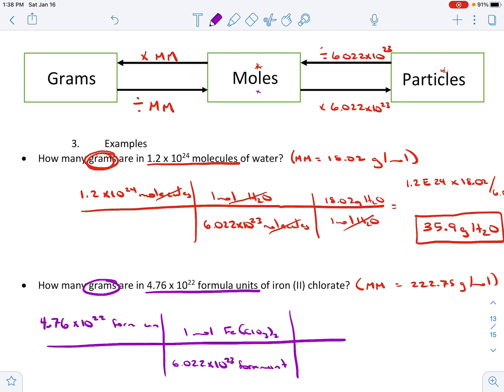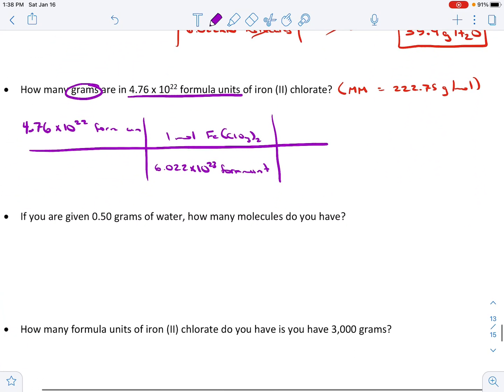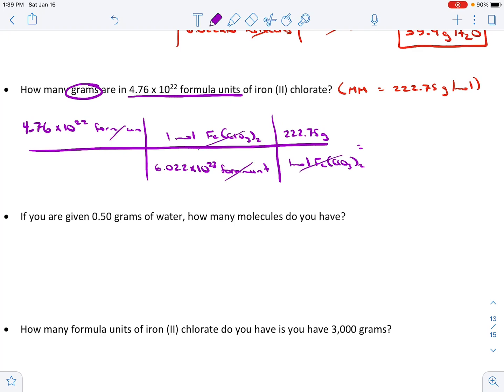Okay, and if we take that to grams, we need to multiply by molar mass. So we're going to put the molar mass of iron 2 chlorate on top, 222.75. That's grams, and 1 mole on bottom. And we could put that all out there. There we go. So moles cancel, formula units cancel. Now we're ready to do our math.